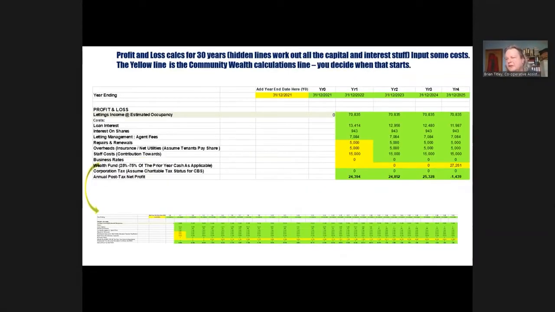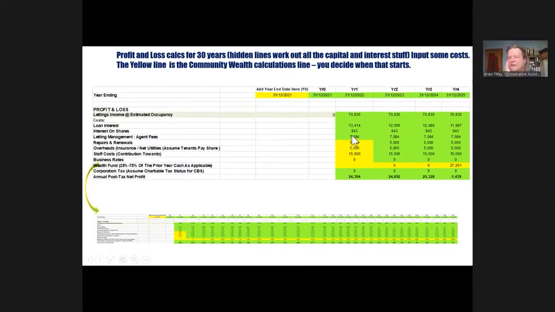And then you come to the profit and loss, which is at the bottom, and that shows you we start to put in numbers. These numbers are picked out from the income at the top, and then this just increases with inflation from there. The loan interest is picked out from the loan schedules, which are hidden at the bottom, and the interest on shares is picked out from the share part of the financing schedule at the top.